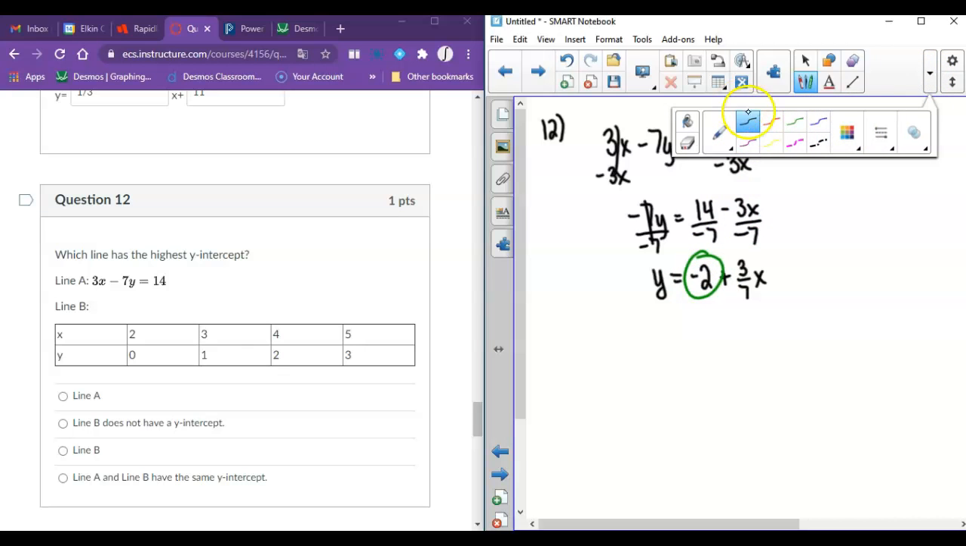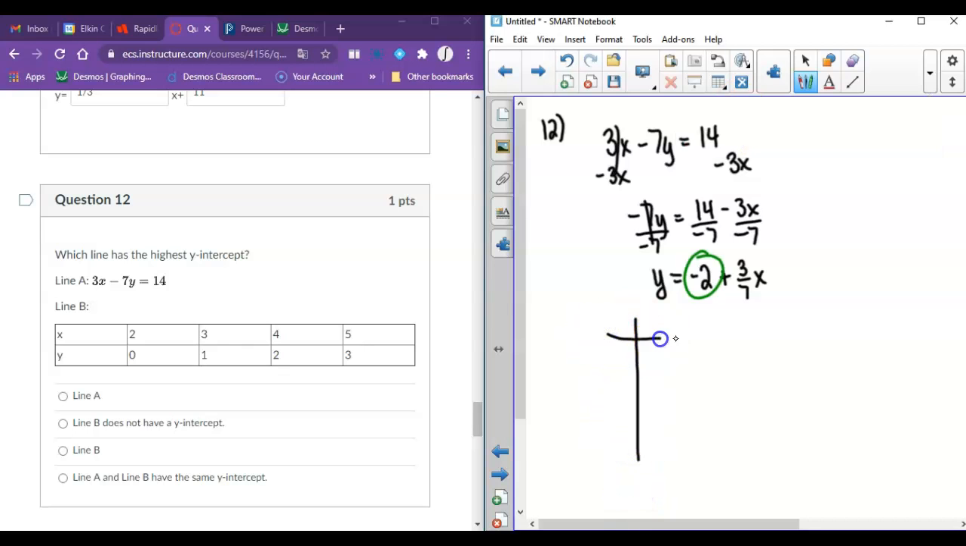Now, the other one's a little trickier to figure out. We've got a table here, and I'm going to write it this way. We've got x, y. I'm going to leave myself a couple spots here for a particular reason. And then I'm going to make my table. So I've got 2, 0, 3, 1, 4, 2, 5, 3.